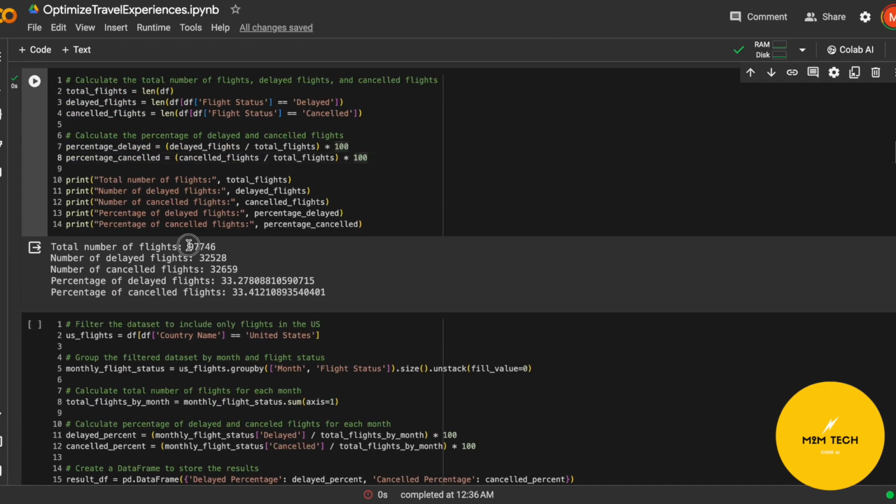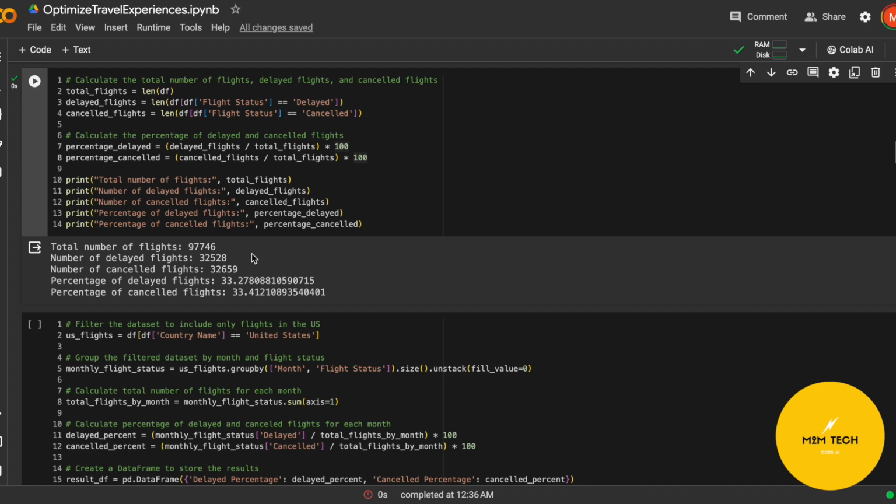I find out the total number of flights here. So you have 97,746 flights, out of which 32,528 flights are delayed. That means almost 33% of the flights are getting delayed, and 33% of the flights are also getting cancelled. This seems like something the airline should be looking into, because almost one third of the flights are getting cancelled or delayed.